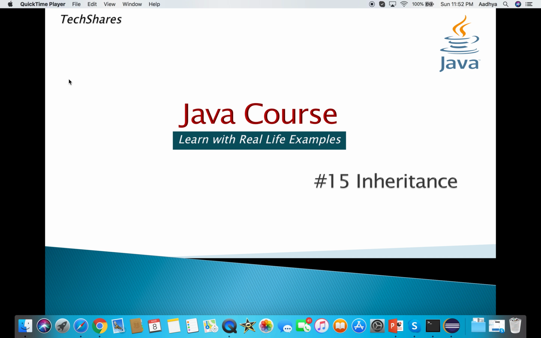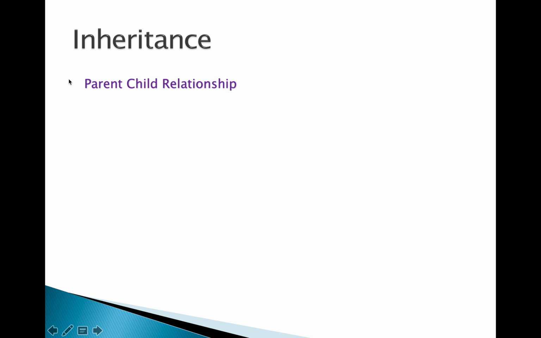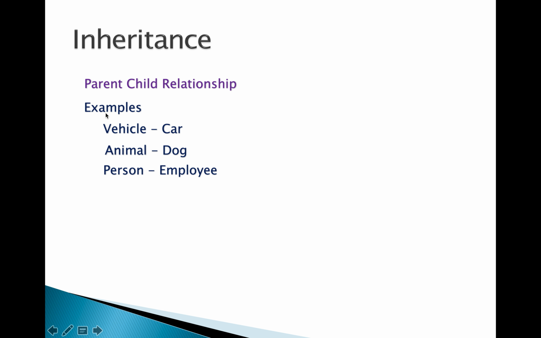This session is on inheritance. So inheritance represents a parent-child relationship. Some examples of inheritance are vehicle and a car, animal and a dog, person and an employee.